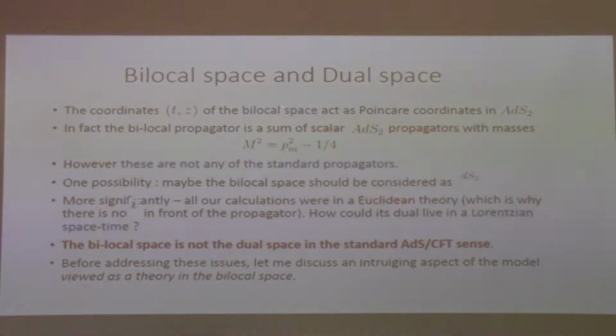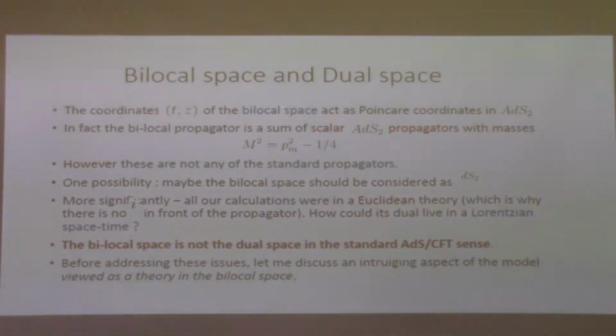However, all the things are messed up, but more significantly, all our calculations were done in a Euclidean theory. In fact, as I mentioned, if you did start with the Lorentzian theory, you would end up finding that the saddle point solution is not real. Okay? And things wouldn't work the way they do. This is also the reason why there is no i in front of the propagator, which typically appears in a series in a Lorentzian signature.